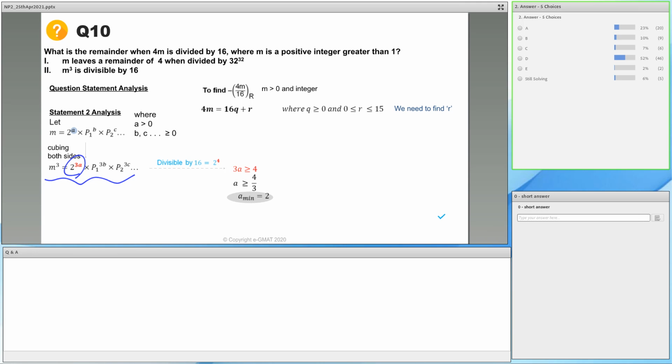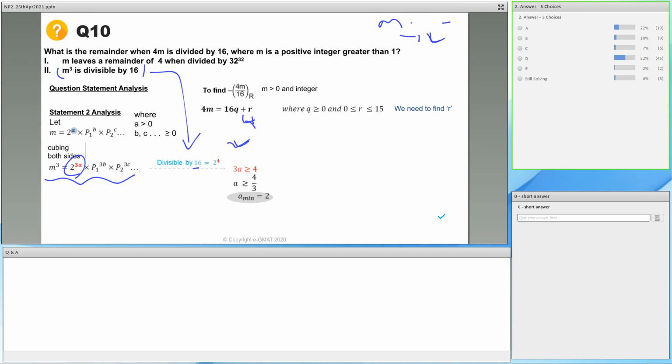Following the logic here. I started with m cube is divisible by 16. Therefore, m is an even number. Therefore, m is definitely some 2 power a into something. Then I'm concerned with m cube. Therefore, I cubed it. So m cube is some 2 power 3a. That's it. As simple as that. And what do you know about m cube? You're given as per statement 2 that it's divisible by 16. But what exactly is 16? As one of you pointed out, 16 is nothing but 2 power 4.